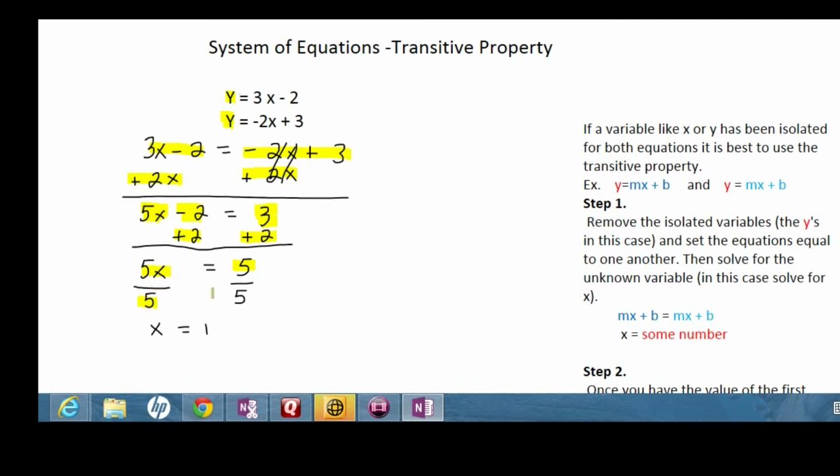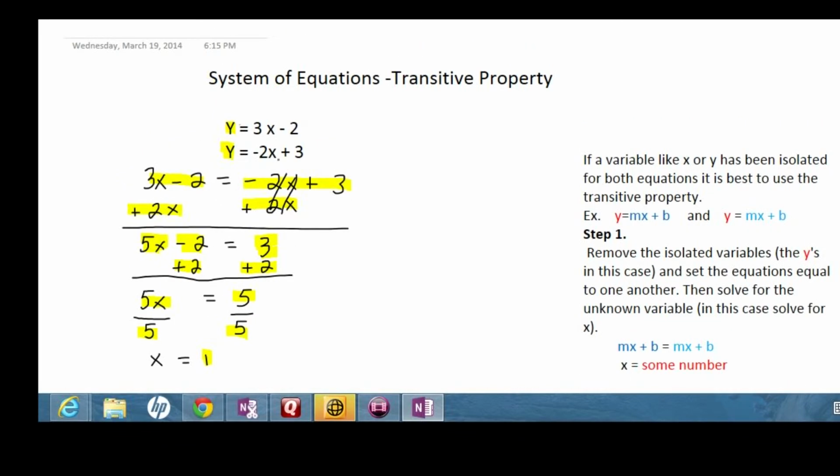And whatever you do to one side of the equation, you must also do to the other. So since I divided the other side of the equation by 5, I divided this side of the equation by 5. And 5 divided by 5 is 1. And that is my answer. Now, let's go on to our next step.